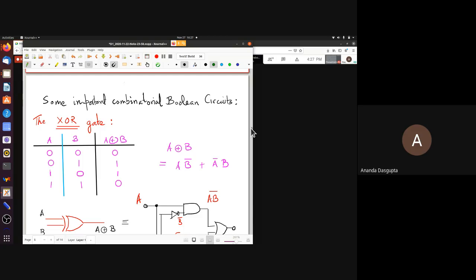There are many such circuits, and we are going to just touch upon a few very important ones. One of them is the XOR gate or exclusive OR gate, which is so important that it actually has a symbol of its own. Just like OR has a plus, XOR has a plus within a circle. And what is an XOR gate? It's simply the exclusive OR, which is one standard version of the OR in the English language.